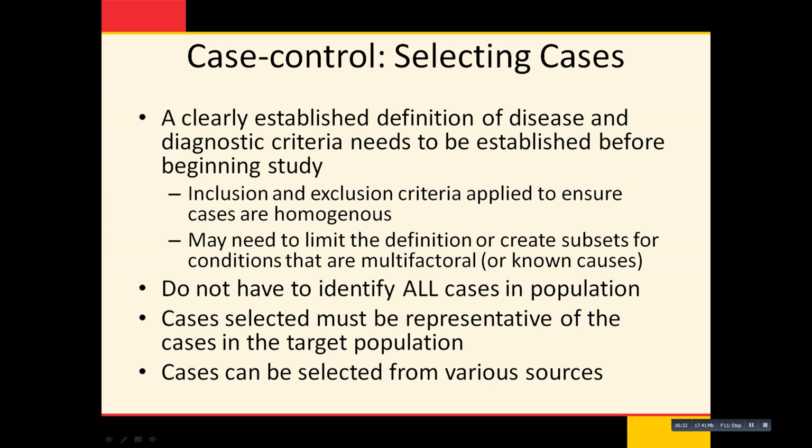So when we're selecting cases, we want to have a clearly established definition of the disease and diagnostic criteria before we start the study. So we want inclusion and exclusion criteria applied to ensure that the cases are homogeneous. We want to have a clean, clear definition. When you start to look at case control studies, this is often a point that's very important to discern whether the design truly identified those with the disease. And you'll see for certain diseases it may be very clean because that diagnosis or that laboratory test is very specific for that outcome that you're looking at.